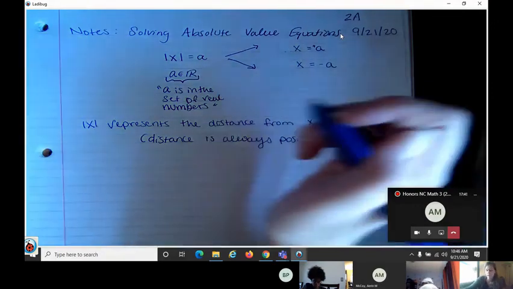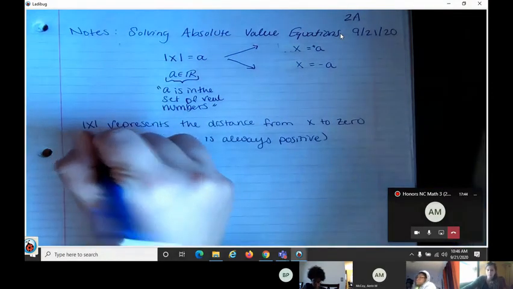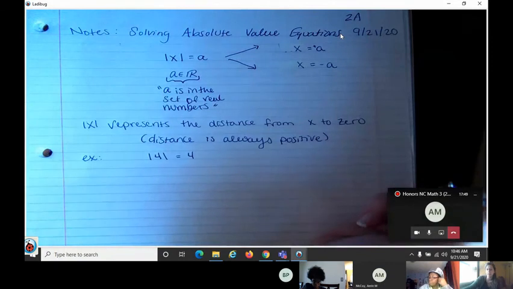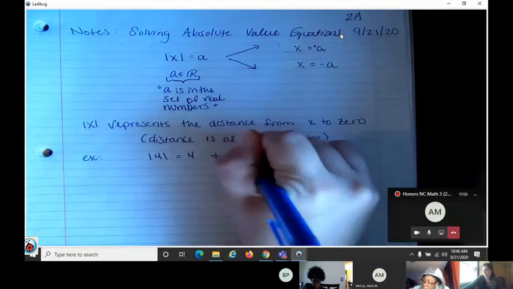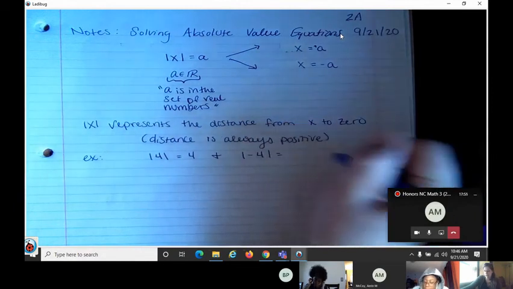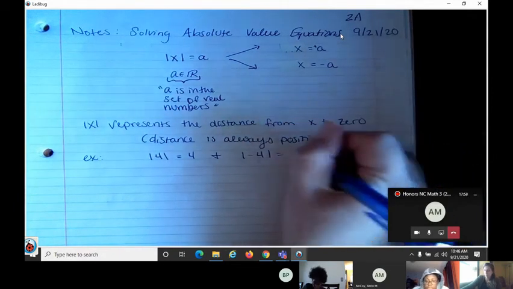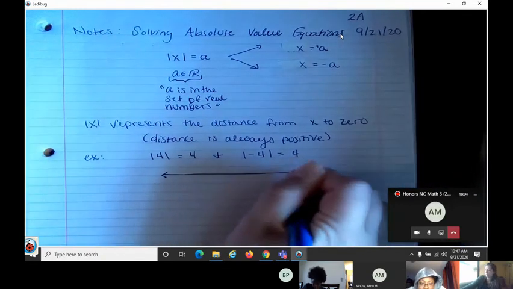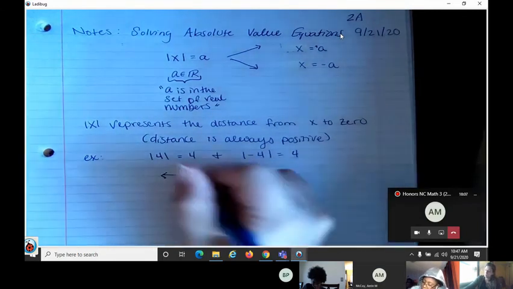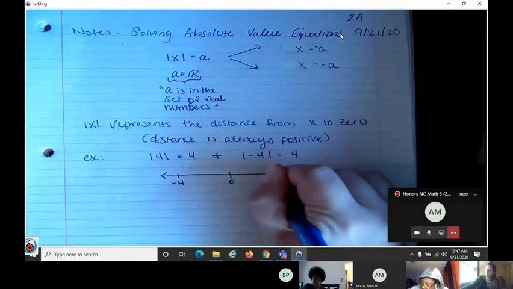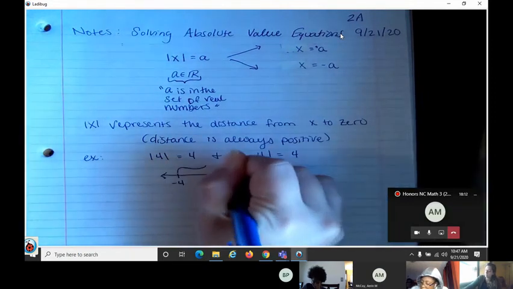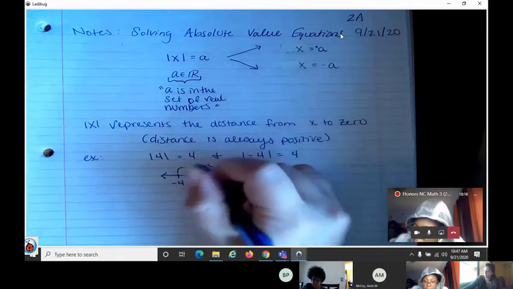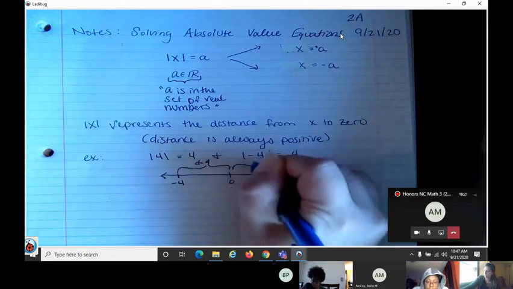Okay, and I'll draw an example of this. So if I had the absolute value of 4, it's just asking how far 4 is from 0. Similarly, if I have the absolute value of -4, it's asking how far -4 is from 0. -4 is still 4 units from 0. So if I drew this out on a number line, I'd have 0, -4, +4, and these distances here are still the same. So d equals 4, where d is distance.